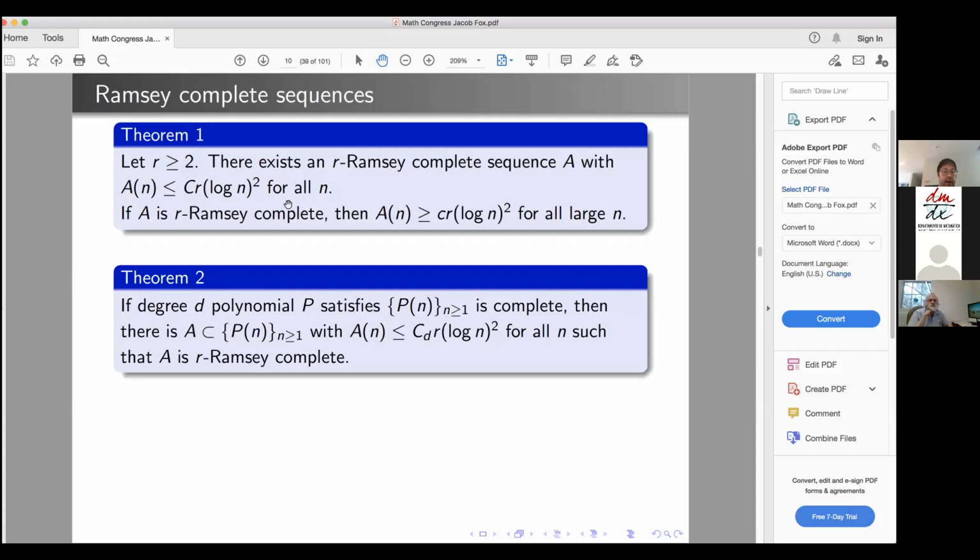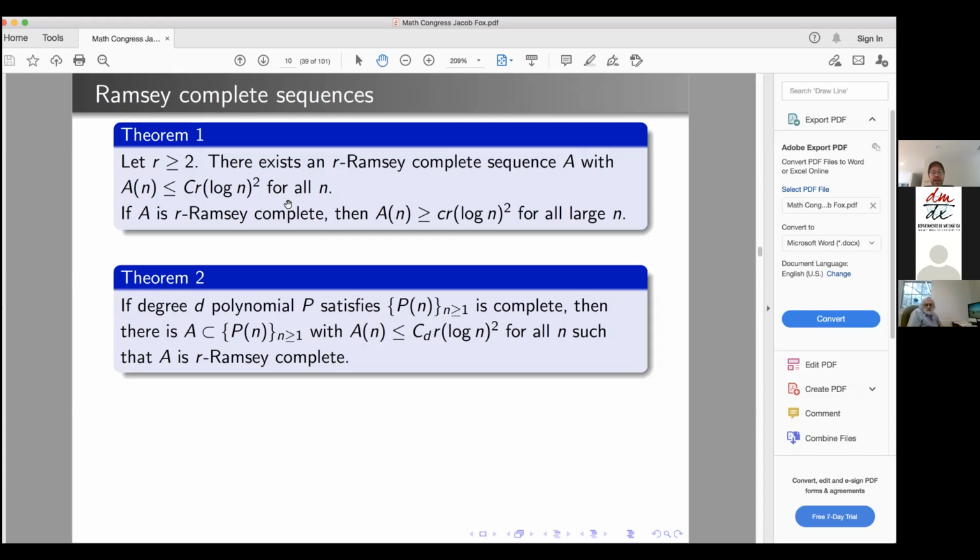The following answers the third question, and does even more. So this actually answers all three problems at once. If you have a degree D polynomial P, for it to be R Ramsey complete, it certainly will have to be complete. So assume it's a complete sequence.